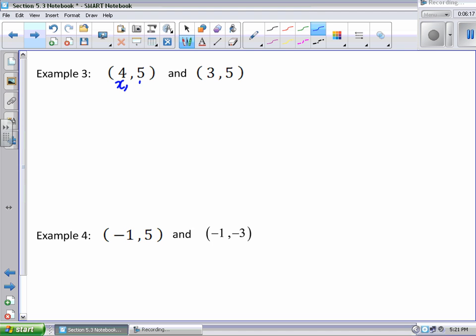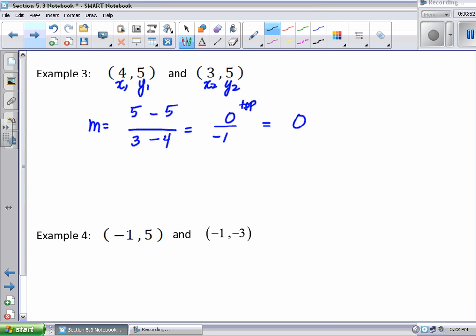Always start off the same way, labeling those points and using our slope formula. M, going to have minus on the top and minus on the bottom. Y2 is 5, Y1 is 5. X2 is 3, X1 is 4. I get 0 over negative 1. If you type this into your calculator, it will tell you it's 0. When 0 is on the top, you get 0. So there's my final answer for my slope.